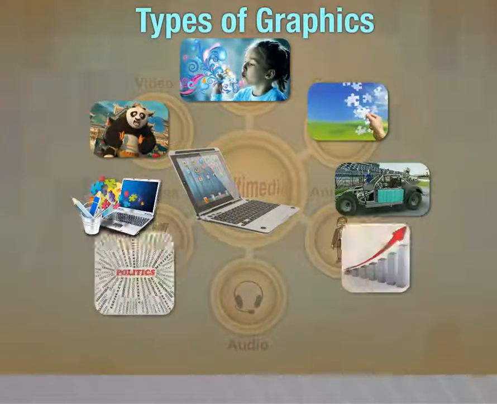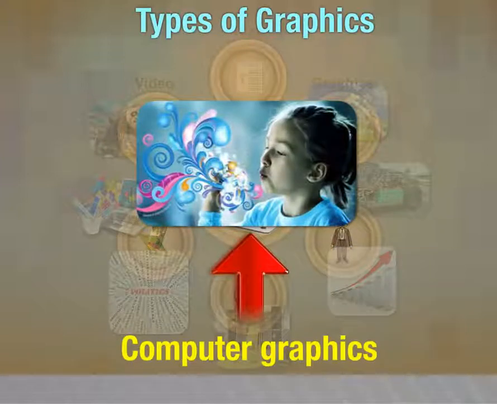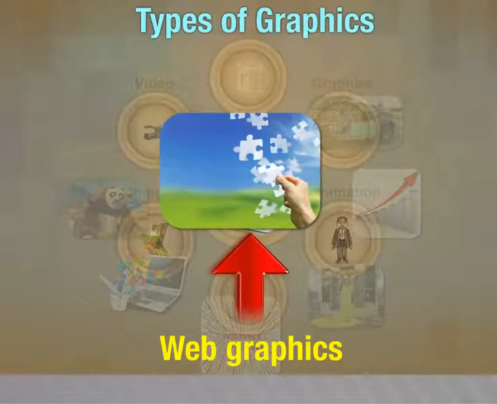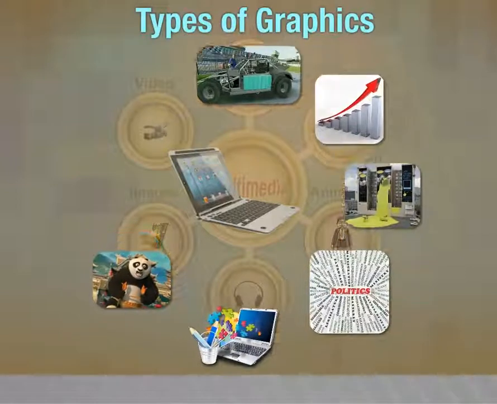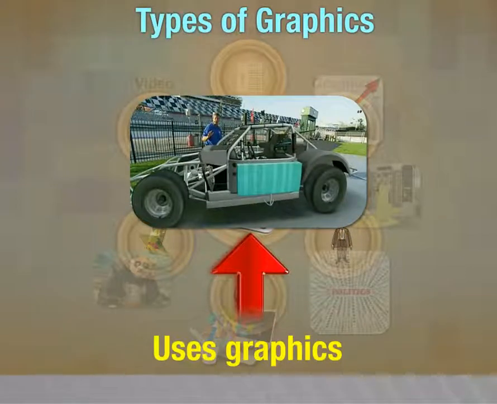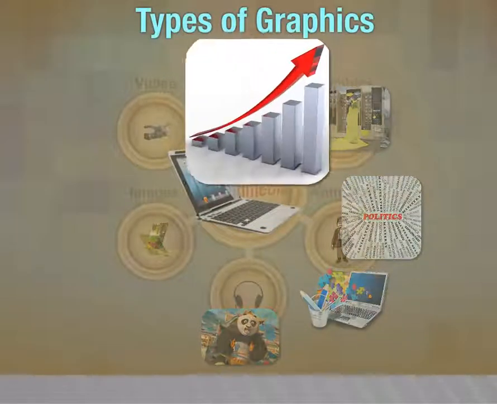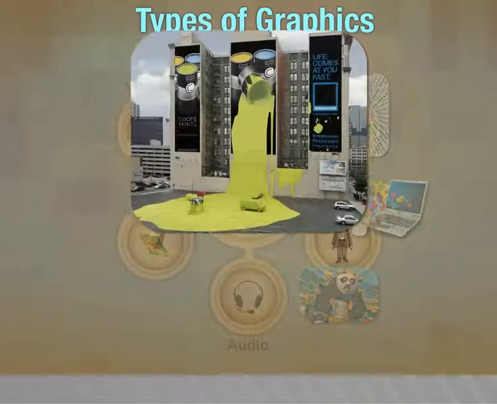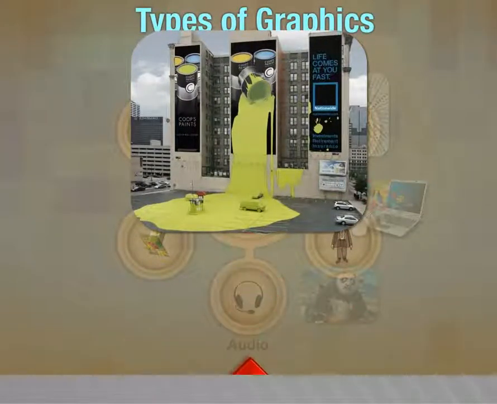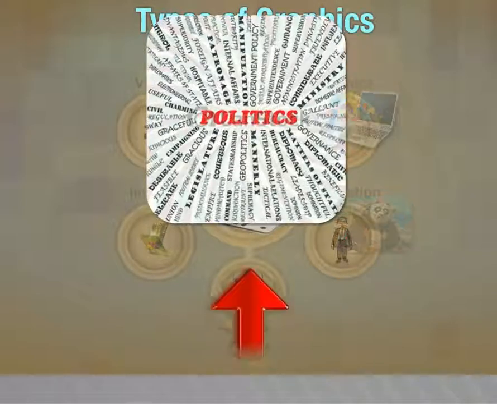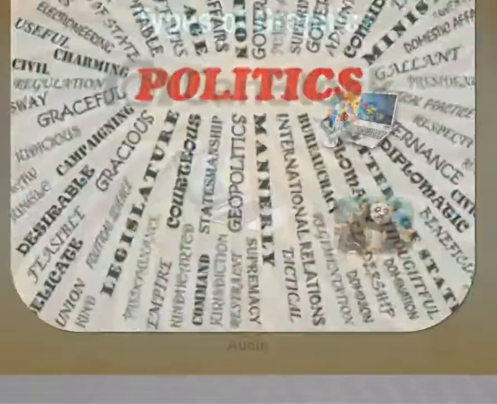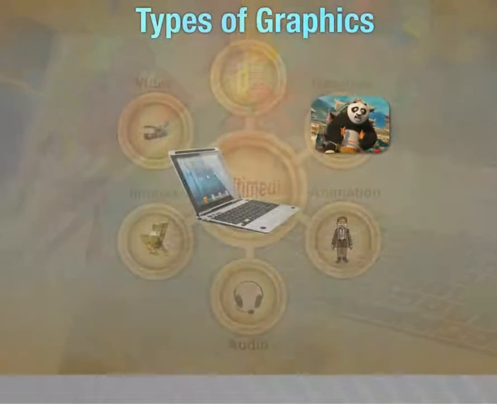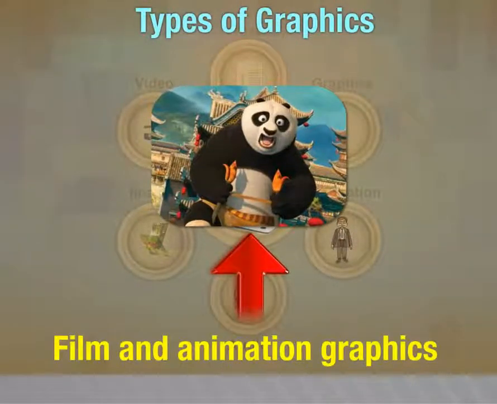Types of graphics: computer graphics, web graphics, user graphics, business graphics, advertising graphics, political graphics, educational graphics, film and animation.